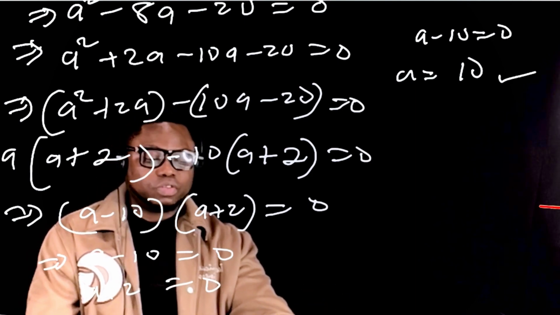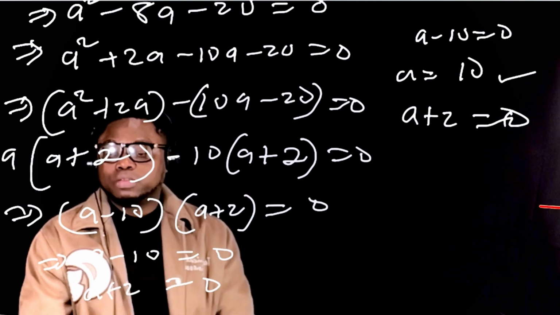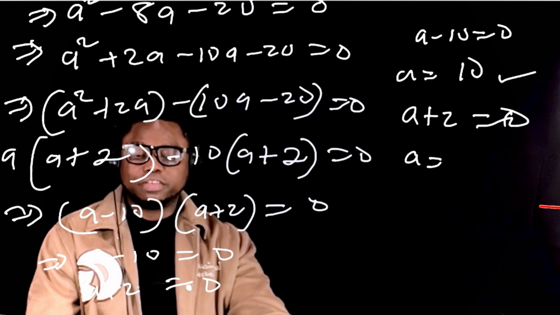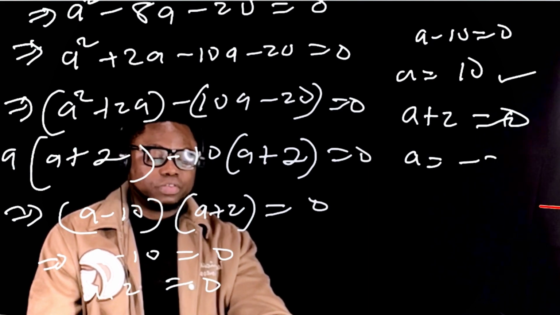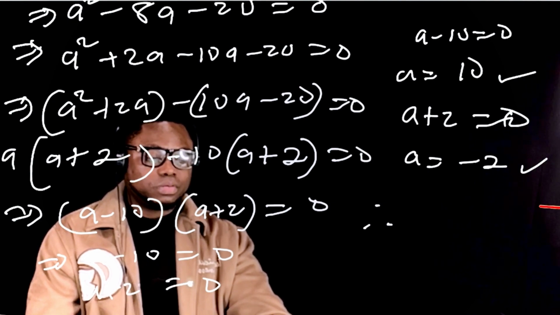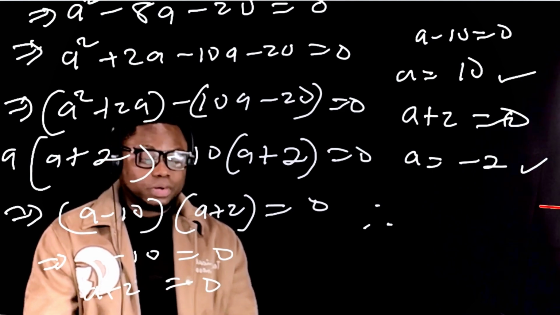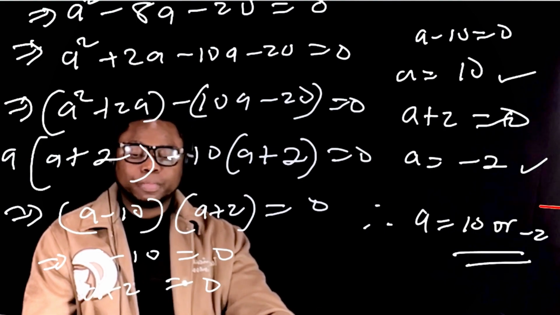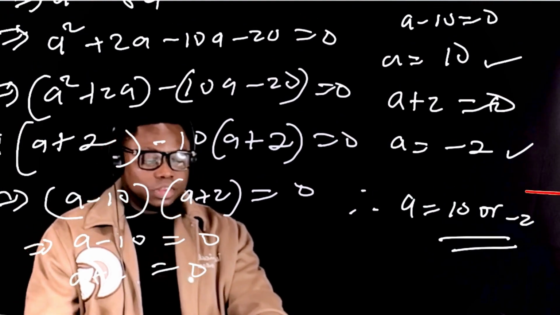I will do the same in the second equation, a plus 2 is equal to 0. The plus 2 crosses over to the right hand side as well, and I get minus 2. You can see it's plus 2 on the left hand side, so as it crosses the equal sign, it becomes minus 2. So the values of a are 10 and minus 2, or rather the value of a is 10 or minus 2. You can see the positive value of a is 10 and the negative value is minus 2. So these are actually the values.